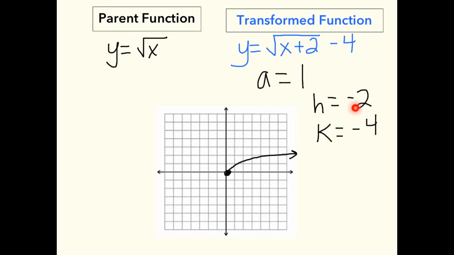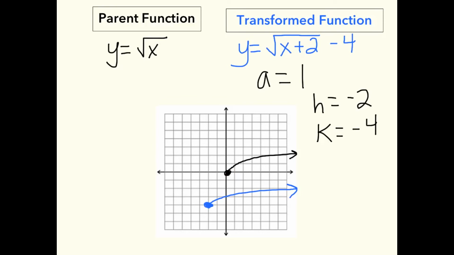We're going to move to the left 2. This is our horizontal shift, negative 2. It's going over here. And then we're going to move down 4. So 1, 2, and then 1, 2, 3, 4, which is right here. And since it's not stretched or anything, we don't have to worry about it. It looks just like the original parent function, except it's been moved.